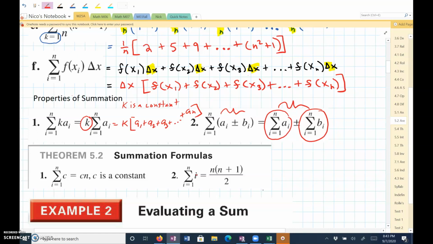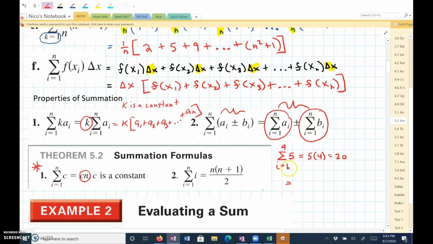Okay, some summation formulas that I want you to memorize here. We're going to use these. If you have the summation from 1 to n of c, where c is a constant, the summation here is going to be c times n. So let me give you an example here. Let's say you had the summation i equals 1 to n, and let's say the constant is 5. And let's define n as being 4. So the rule says take the constant, which is 5, multiply it by n, which is 4. This should be 20.